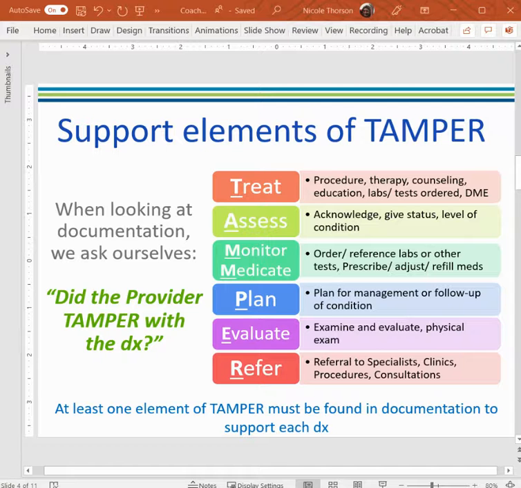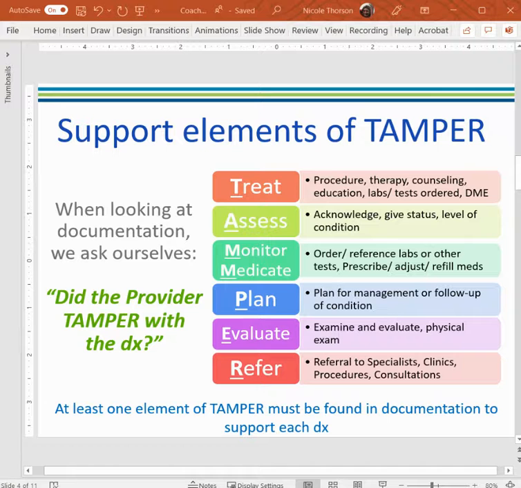For T, we are looking to see if the provider is treating the diagnosis. Things like ordering labs or tests, providing education or counseling, or discussing therapy or potential procedures are examples of documentation that shows the diagnosis is being treated. A is for assess. Is the provider assessing the diagnosis? Stating the stage or status of a condition would show that it's being assessed.